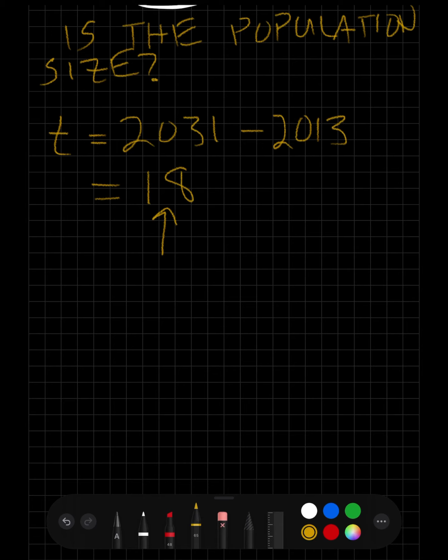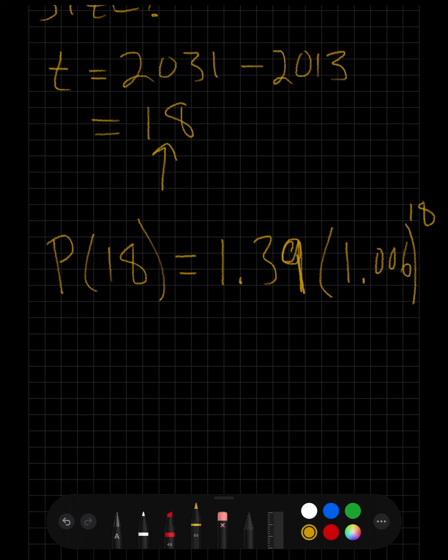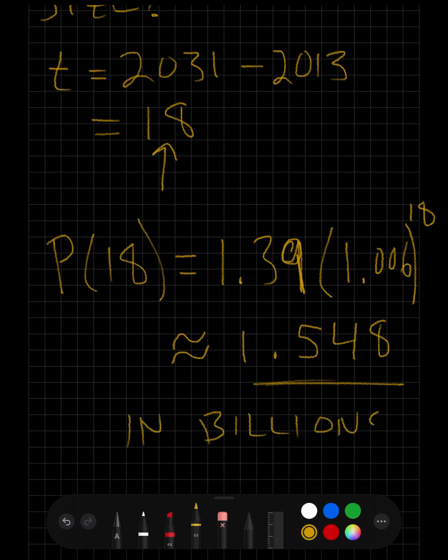Let's go ahead and say P of 18 is equal to 1.39 times 1.006 to the 18th power. You should feel free to evaluate this in your calculator, my friends. What you'll get is that this is approximately 1.548. And remember, this is in billions. So this is approximately 1.5 billion people will be the population at that time.